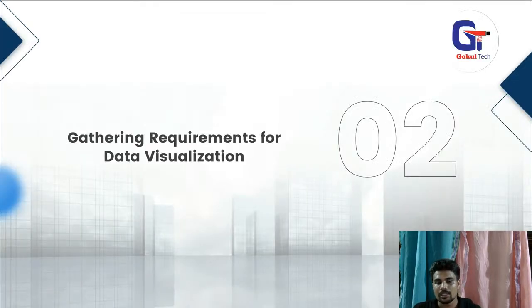We have another two sessions, which are gathering requirements for data visualization and also practical implementation. But I think my health is not supporting me to continue here. Still, I can try to cover as much as possible, or else we can continue tomorrow morning early. We'll complete the next two pointers that we have. Hope this works for everyone.